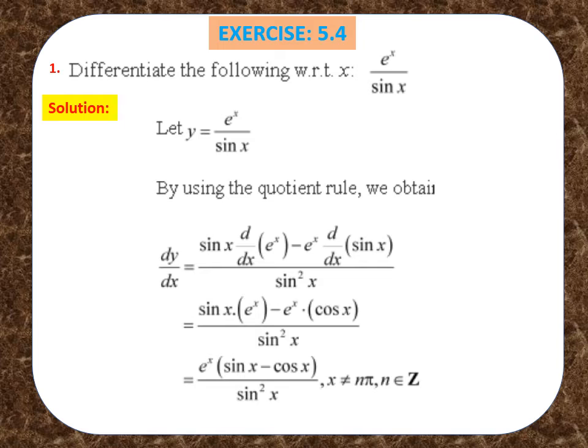So dy upon dx equals what? In the denominator we have the square of the denominator, so sin square x. Now the formula was denominator into differentiation of numerator minus numerator into differentiation of denominator. Clear? So we have written sin x into d upon dx of e power x minus e power x into the differentiation of sin x. Now we have just learned that the differentiation of e power x is what? e power x, and for sin x it will be cos x. So we get our answer. So pause and note down the solution.